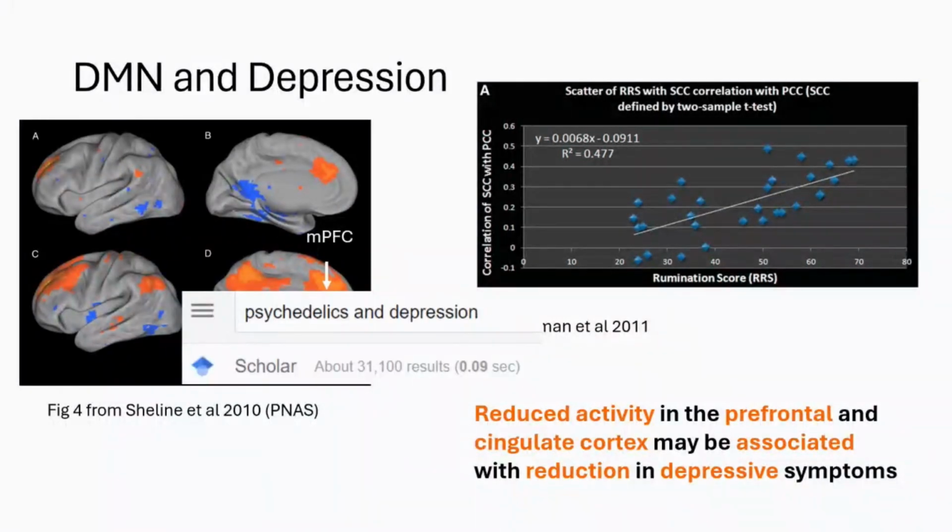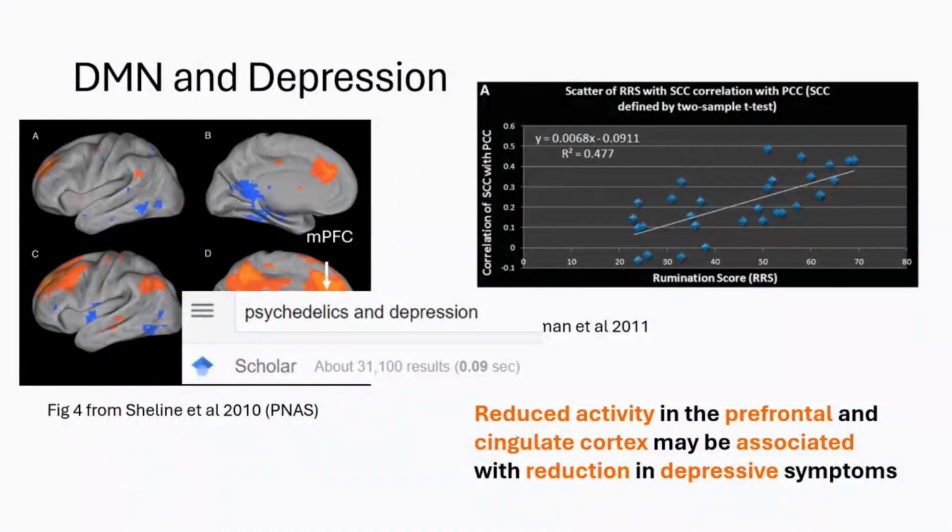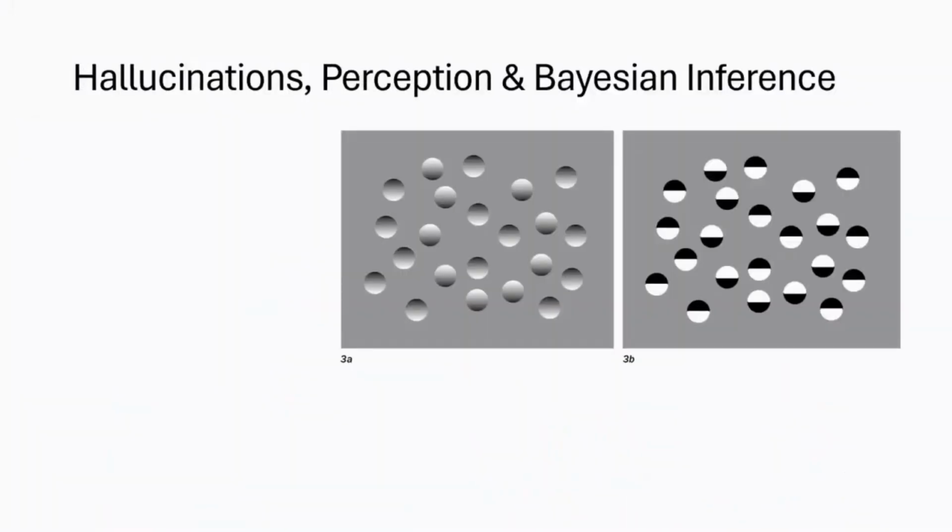And just to show you that I'm not alone, this is a search I did a couple of days ago. People are very excited about psychedelics and depression. So this is a Google Scholar, and there's 31,000 papers on this, or articles that mention this already.